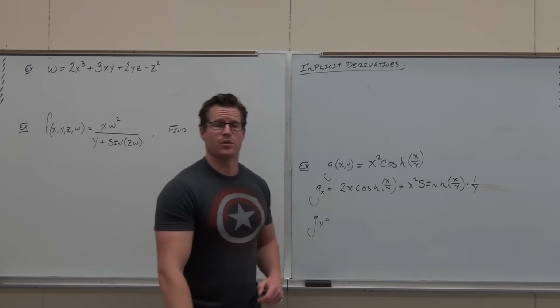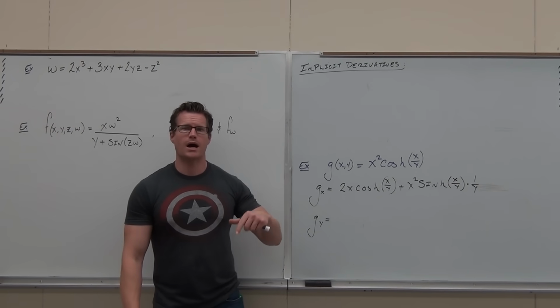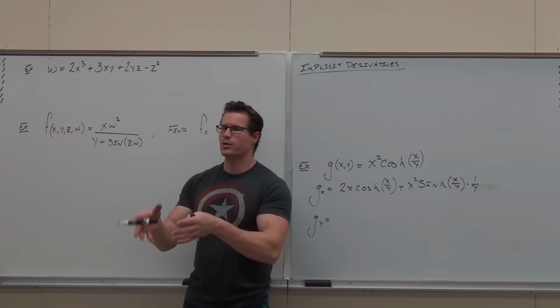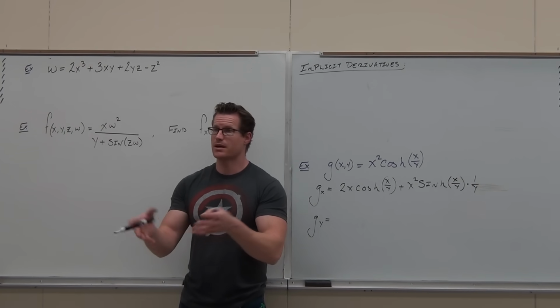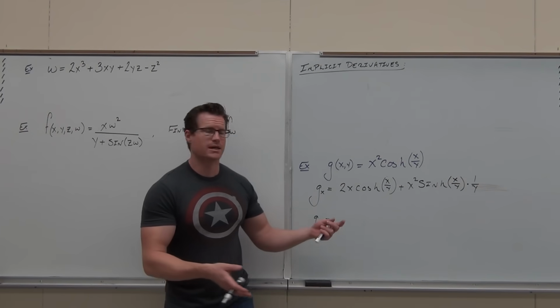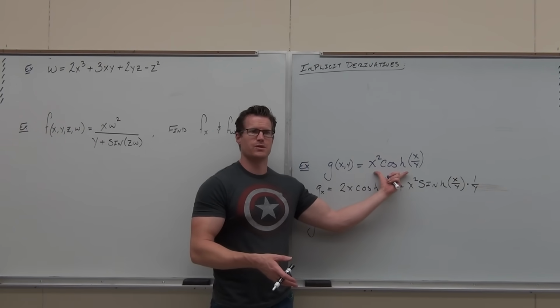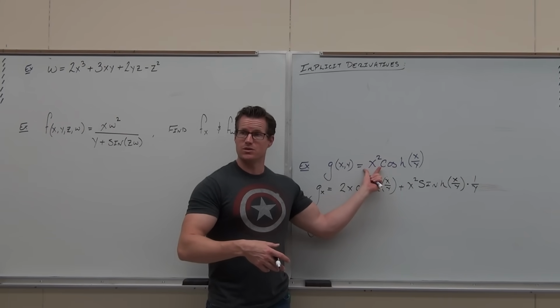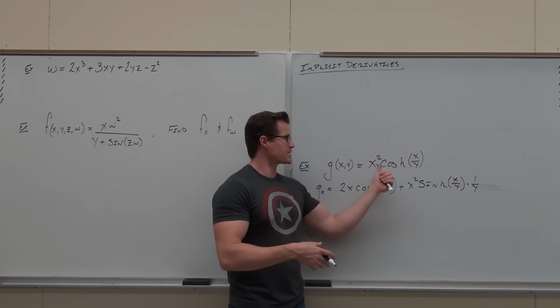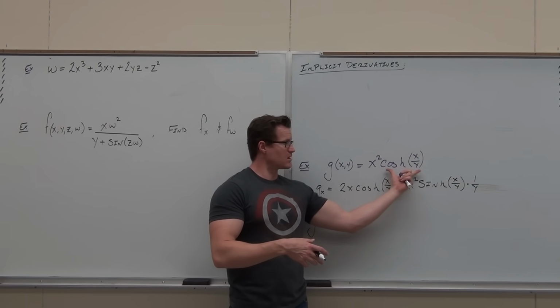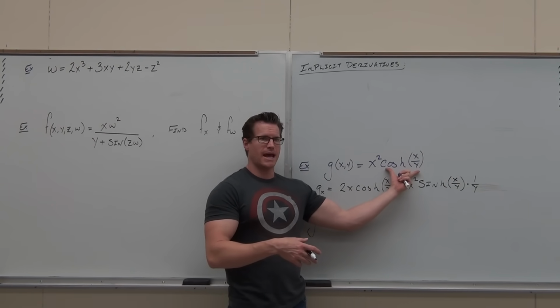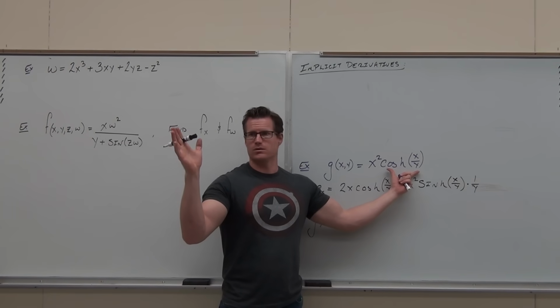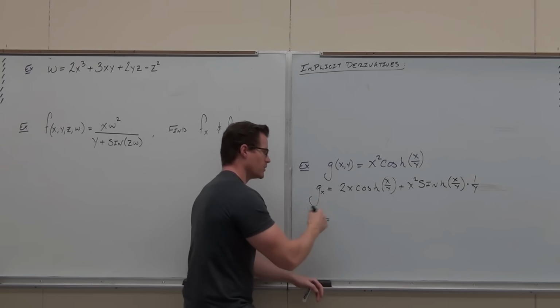Now, for the next one, partial derivative of g with respect to y. What is my independent variable here? What's my constant? X. Do I need a product rule for the derivative with respect to y? No, because it's like 7. That's just a number. So when I do this, the derivative of this, that's a number. This is the only function that has a variable in it right now, the only function that has a y, our independent variable.